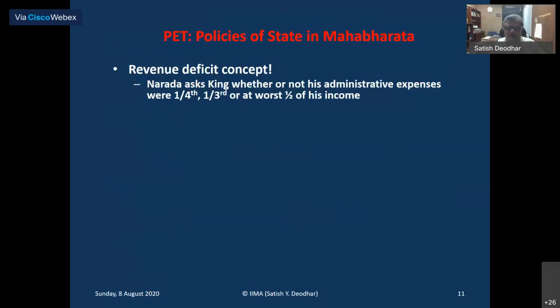A similar concept comes through when Yudhishthira is anointed as king, by the way, same story again. Narada visits Hastinapur and asks Yudhishthira whether his administrative expenses were one-fourth, one-third, or at worst, one-half of his state's income. He was clearly giving the idea that everything should not be spent on administrative expenses. At least half or more should be left for other purposes. Now, this is being talked about more than 3,000, 5,000 years ago.